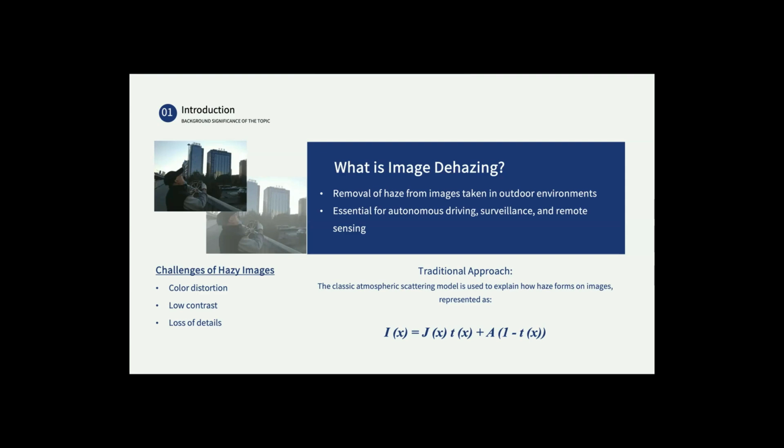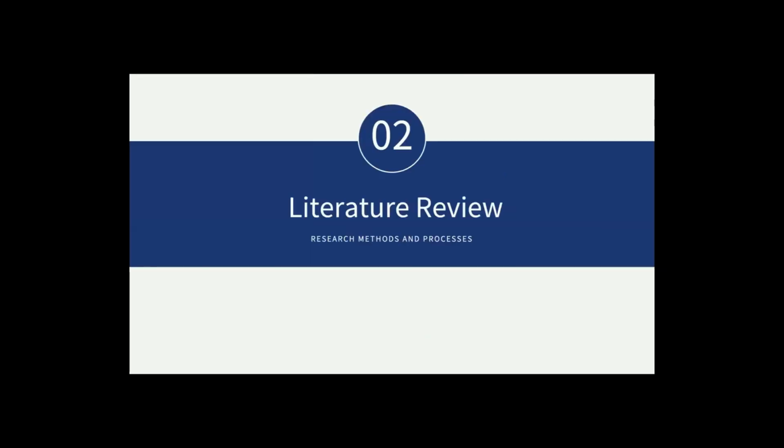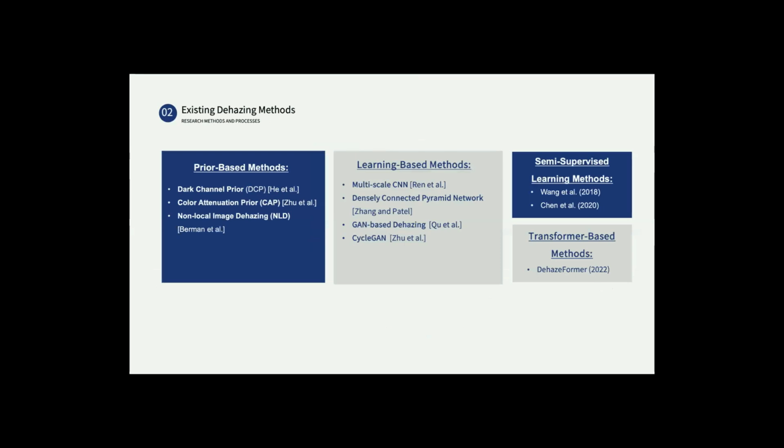Some traditional methods have attempted to solve this problem, but they often struggle to generalize across different environments. And this is where learning-based approaches come in. Now we would like to look into some literature review on this work. For the literature review, we can characterize them into 4 parts. We have the prior-based methods, the learning-based methods, semi-supervised based methods, and the transformer-based methods.